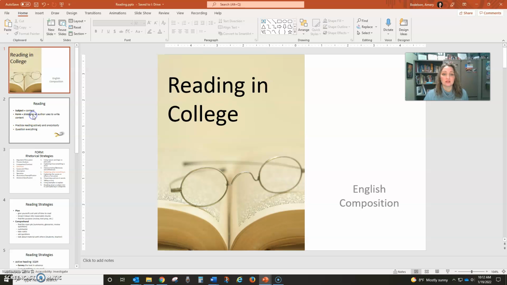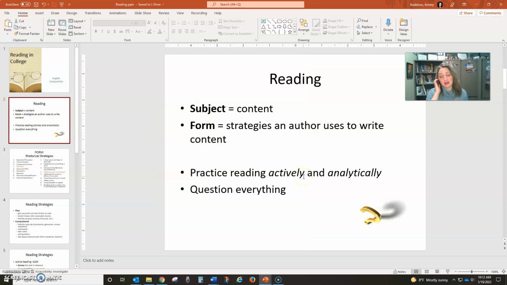So one thing you want to start with is understanding that what you're reading is called the subject or the content. It is what the piece is about. And there are different forms of reading that you can do, and this deals with how the author or authors write the piece. And when you read something, especially when you're asked to read critically, you are asked to engage with that reading. So you're asked to be active in it and to analyze it as you go. And you are encouraged to question it.